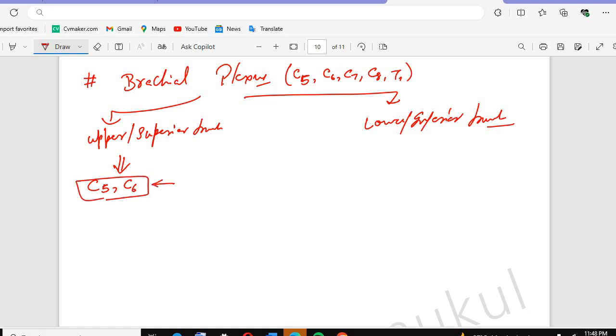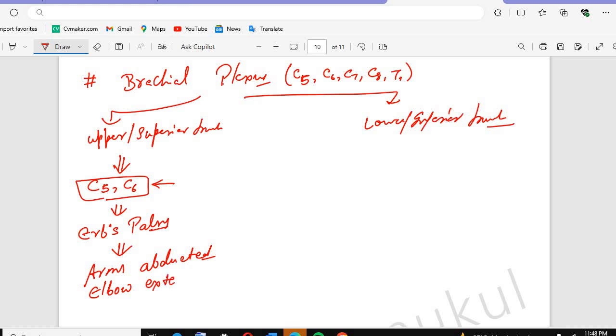So if this nerve root is affected, we call this condition Erb's palsy. There would be Erb's palsy. So remember, in Erb's palsy, arm adducted, elbow extended, and forearm pronated. So revise it 2, 3 or 4 times. That arm extended, arm abducted.